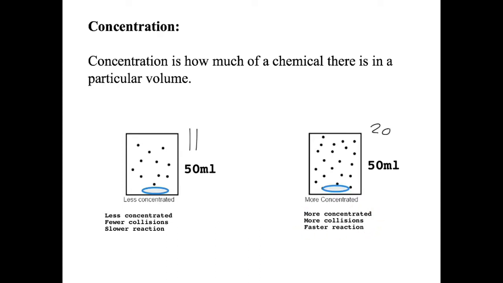Low concentration, you have fewer collisions per second because more of the collisions that are happening are between water and the reactant, and fewer of them are between the two reactants involved. More concentrated, you have more collisions between the two reactants involved because there are more of these little dots, more of the chemicals in the same volume of liquid.